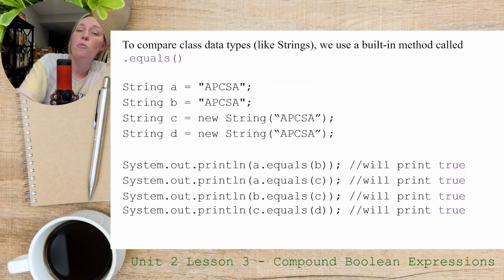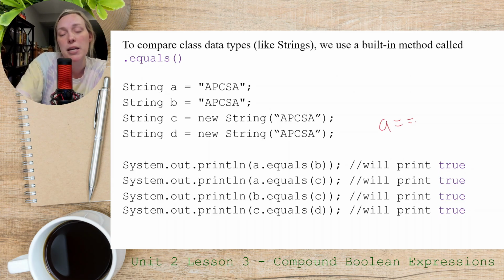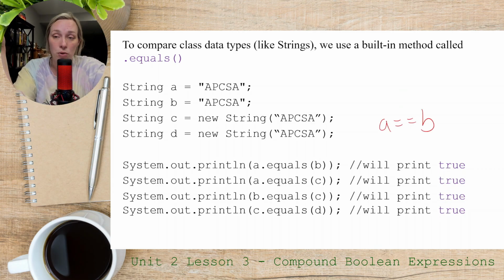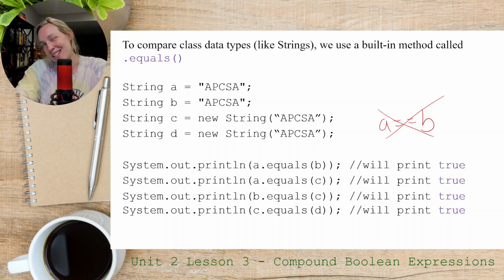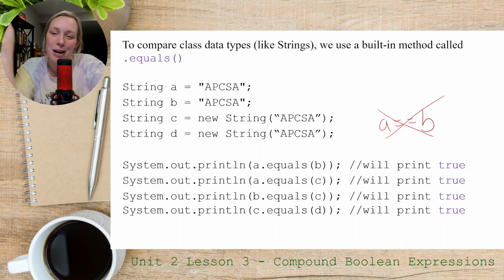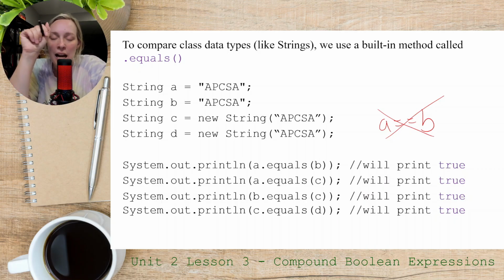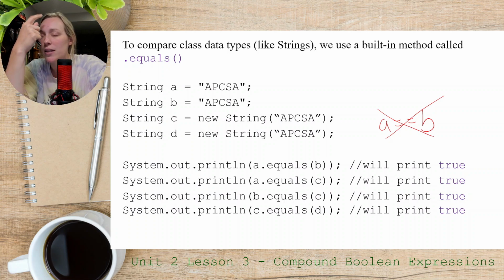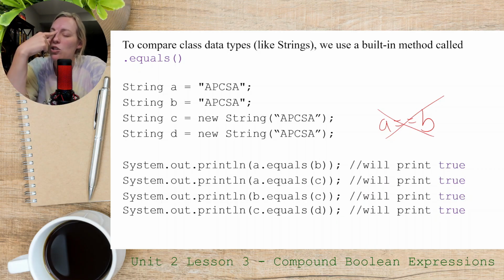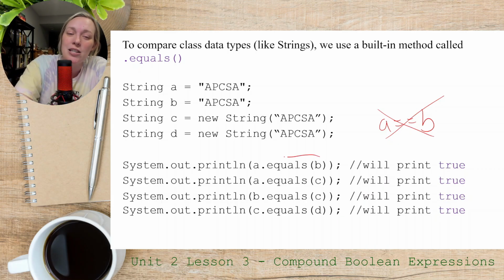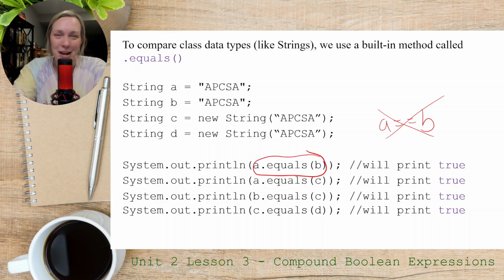Now, even though we could do a equals equals b and it prints true because of the string pool, this is not good form, okay? I don't want to teach you bad form in this class. Even if it's technically correct, don't do that to compare strings. Anytime you use the equal to with strings, a little Java fairy dies. Don't kill the Java fairies. I need you to use the dot equals. This is the correct way to compare strings, okay?